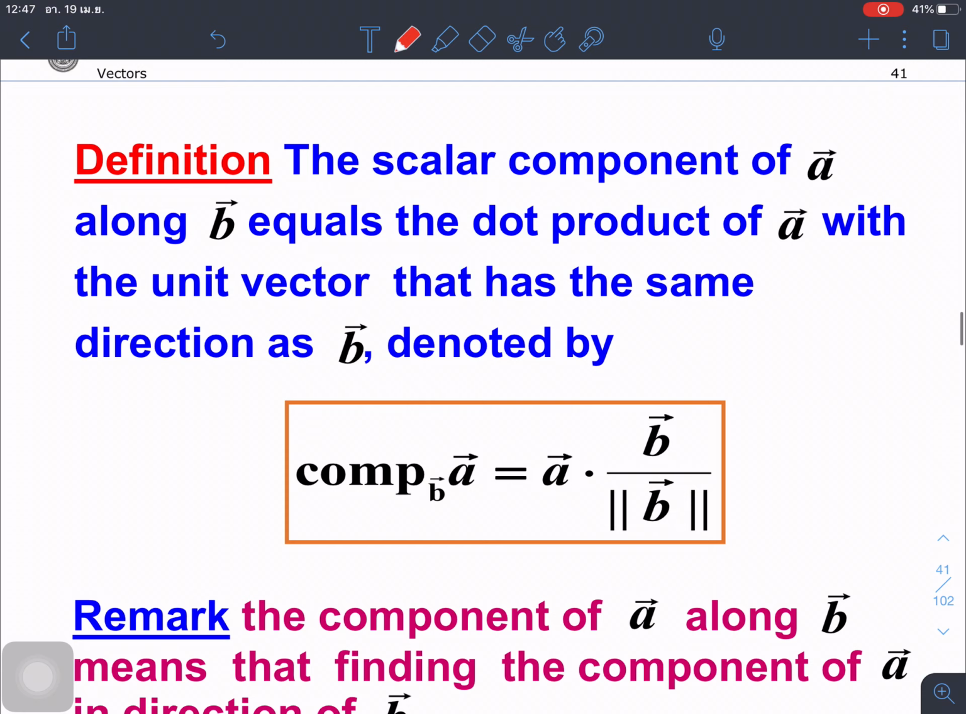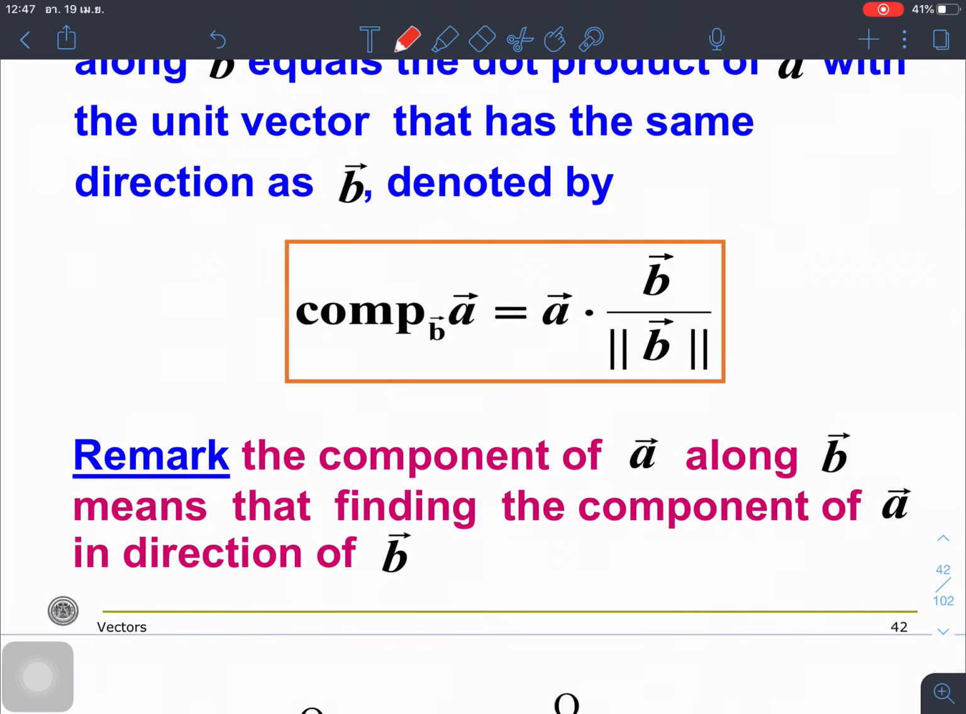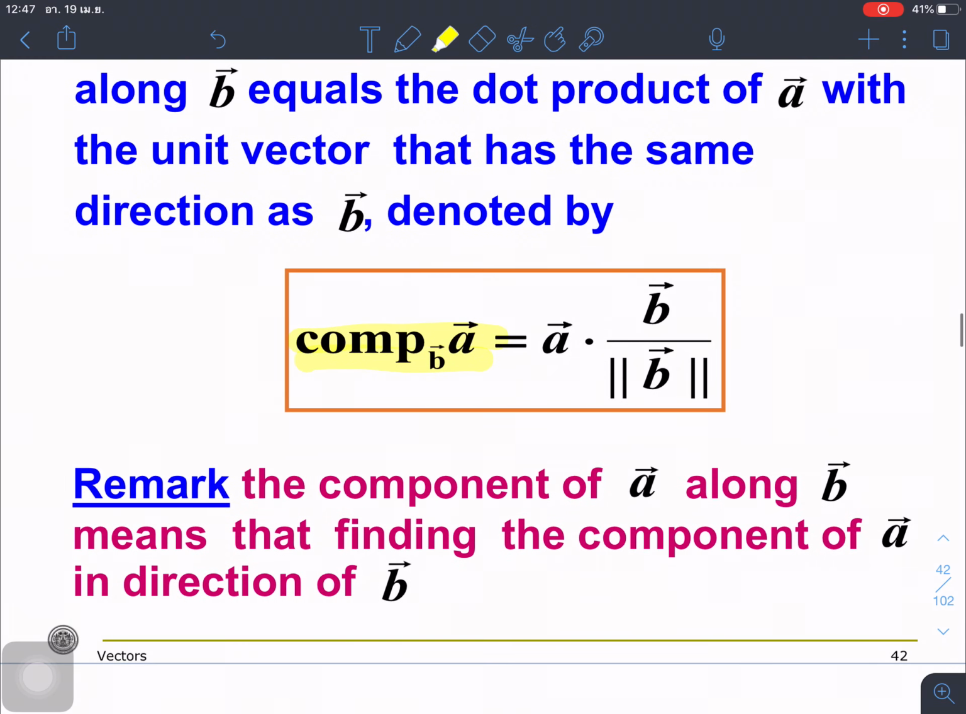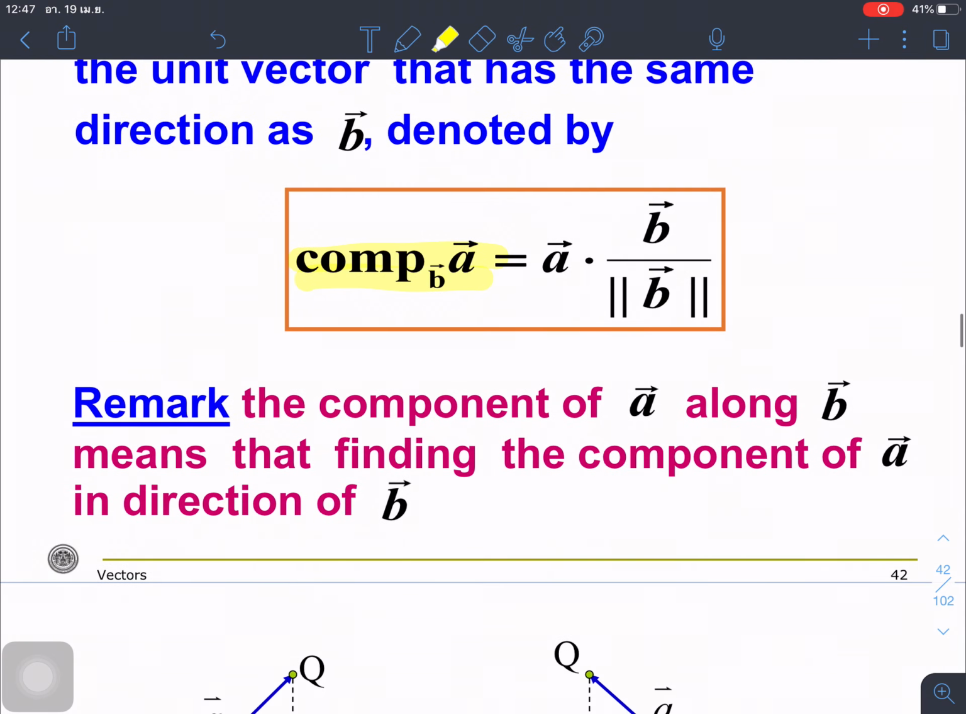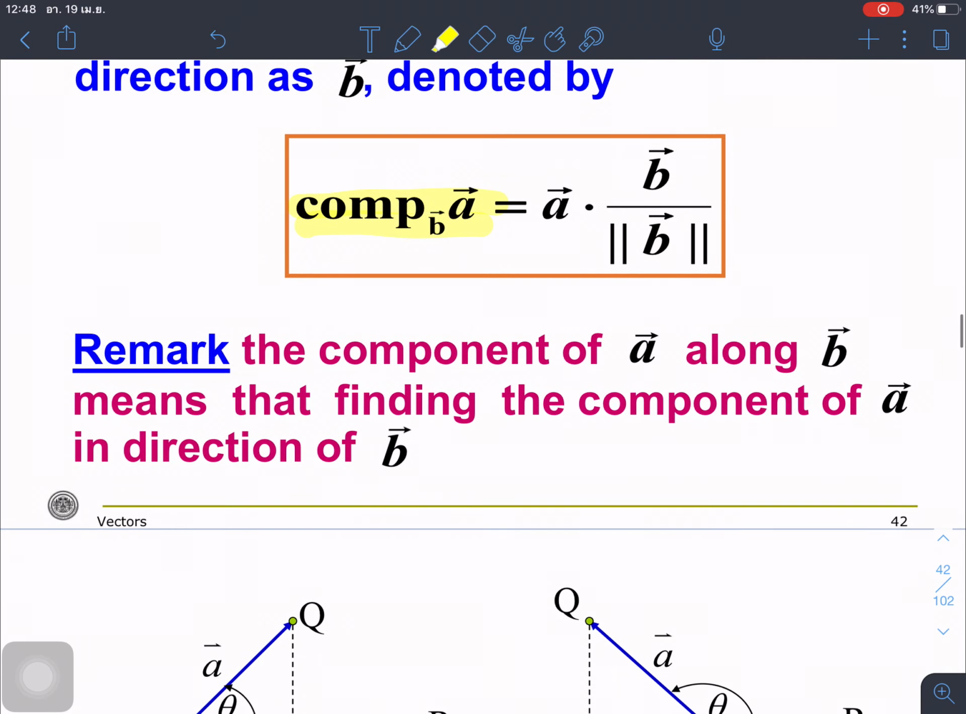Here's the definition: the scalar component of vector A along vector B is equal to the dot product of A with the unit vector that has the same direction as vector B. So as a symbol, you have here comp of A down to B, subscript B, vector B, is A dot B divided by the modulus of vector B here. The component of vector A along vector B means to find the component of A in the direction of B.